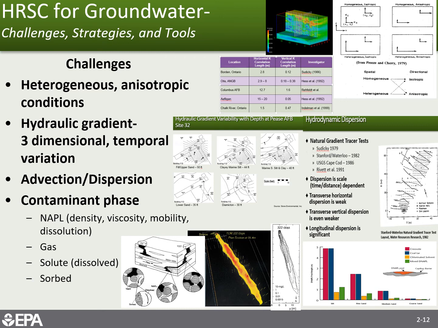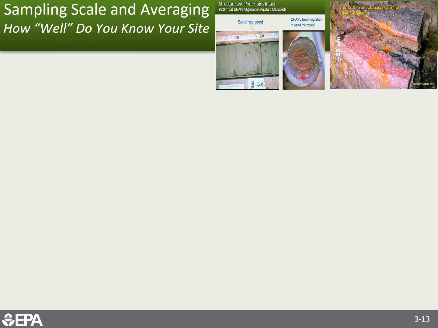And of course, we also have the phase to think about. What is the contaminant phase? Are we chasing it as a NAPL? Is it in the gas phase? Is it dissolved? Or do we have problems with it sorbed onto the matrix? Because all of those affect the types of technologies that we then might apply, as well as the tools that we would search for those contaminants with.